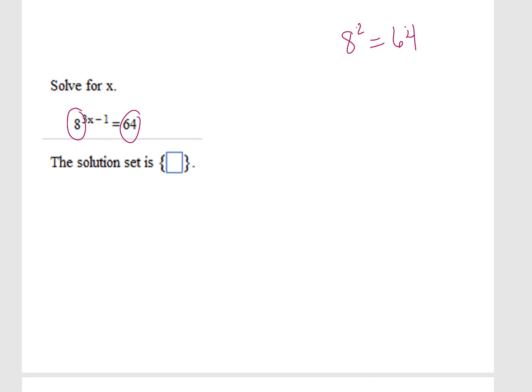So that worked out. So I would rewrite this as 8 up to the 3x minus 1 power equals 8 squared. Did not change the equation. We can't do that. Otherwise, we're solving for a different equation. I'm only expressing 64 differently. Because my bases match, I'm going to set my exponents equal to each other. And then we would solve for x.